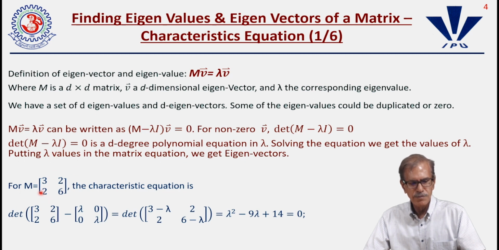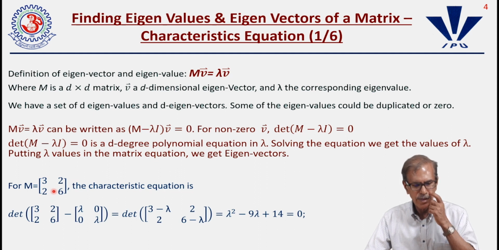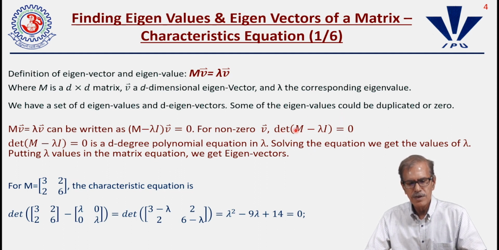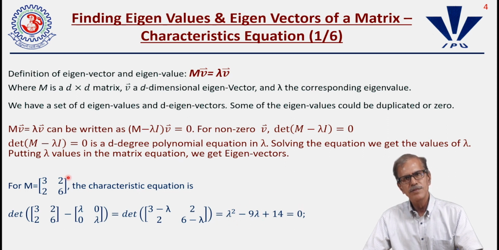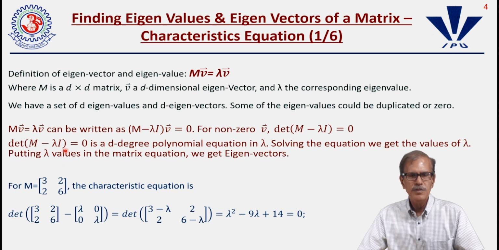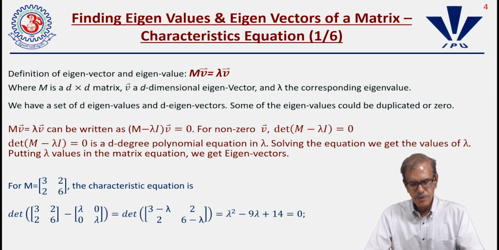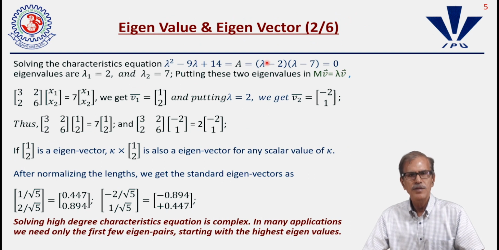We explain with a small example. For example, our matrix M is 3, 2, 2, 6, and then using the equation determinant of M minus lambda I equal to 0, we can write determinant of our matrix M minus lambda into I, where I is lambda 0, 0, lambda, and it converts into a polynomial equation. Because the matrix is of dimension 2, our polynomial equation is also of degree 2. Now solving this equation, we have two values of lambda. One value is 2 and one value is 7.